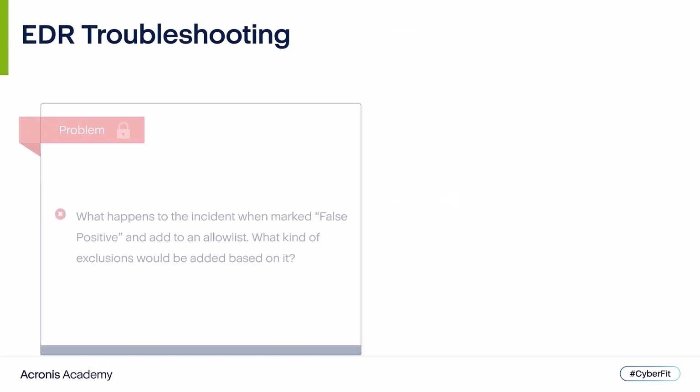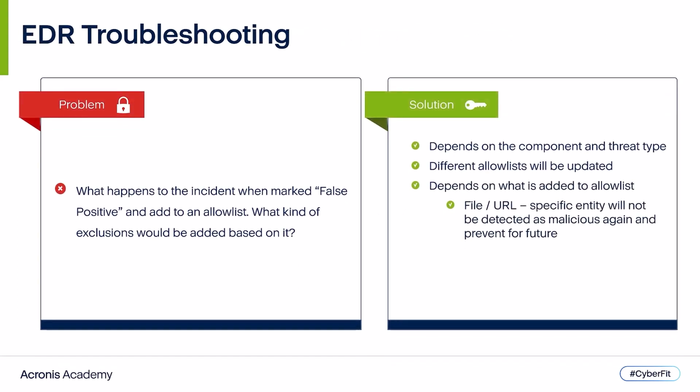If an incident is marked as a false positive and it is added to an allow list, what kind of exclusions would be added based on this? This will depend on the component and threat type. Different allow lists would be updated. It also depends on what is actually added to an allow list, for example, a file or a URL. A specific entity will not be detected as malicious again and is prevented in the future.